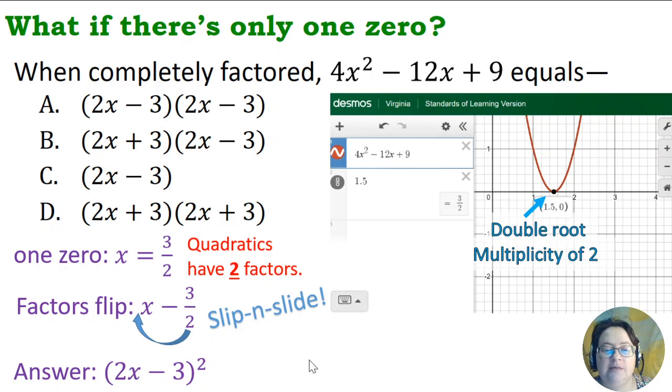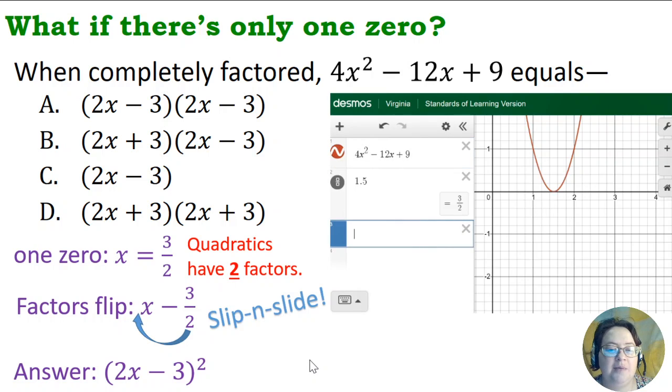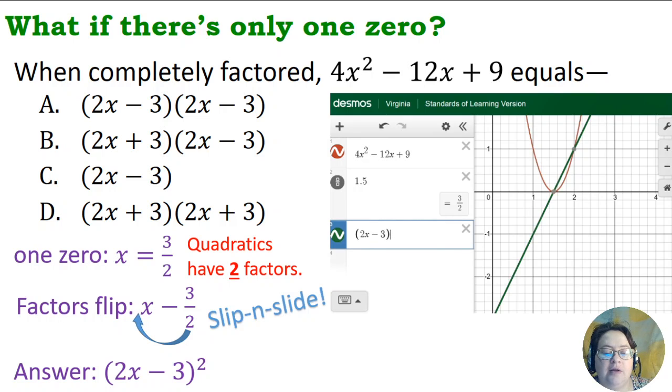I can check that in Desmos by typing in the third box 2x minus 3 squared. And you notice the green graph of my answer lies right on top of the red one. Now, if I change that to 2x minus 3 times 2x minus 3, that's the same thing. We have the same factor twice, so we have really our same exact expression. So, I'm going to choose answer choice A, 2x minus 3 times 2x minus 3.